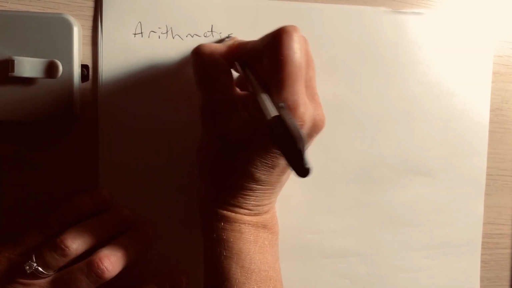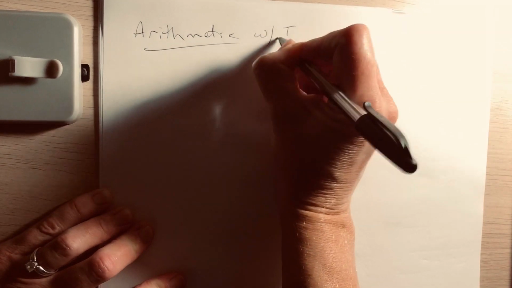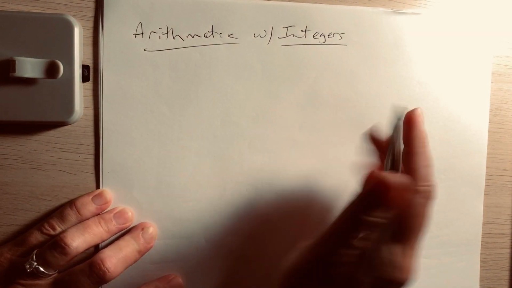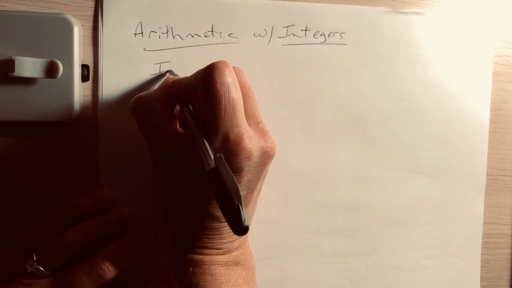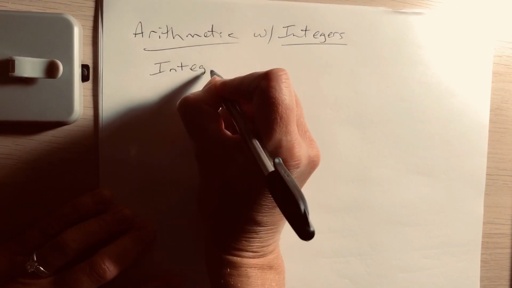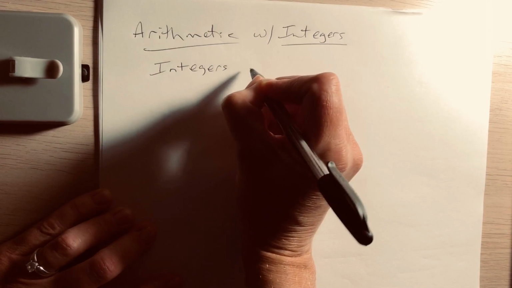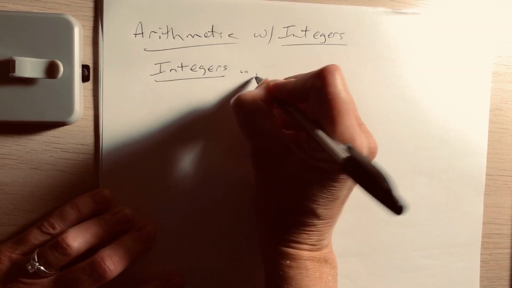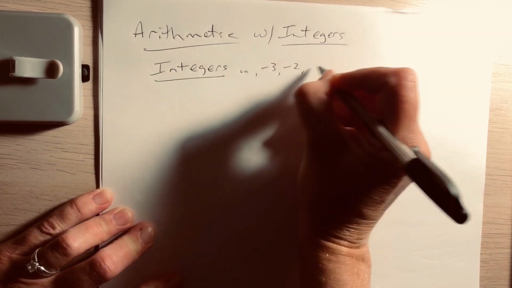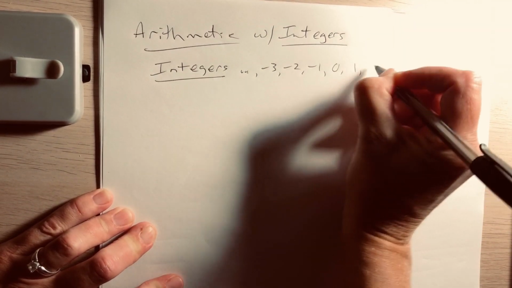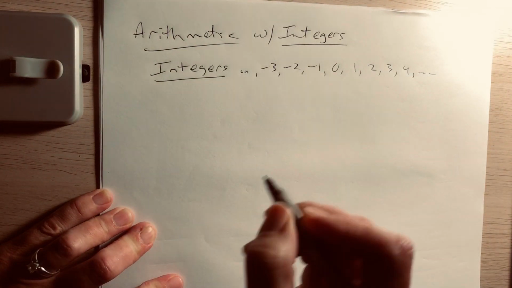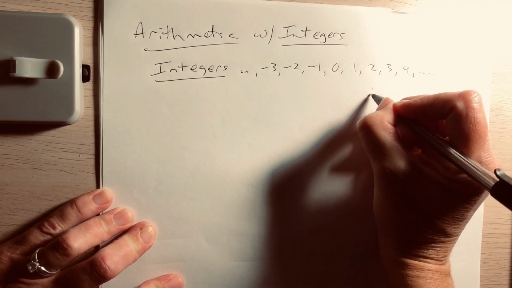Arithmetic with integers. Now, what do we mean by integers? Well, integers are your whole numbers plus negatives. So numbers like -3, -2, -1, 0, 1, 2, 3, 4, etc. No fractions, no decimals.